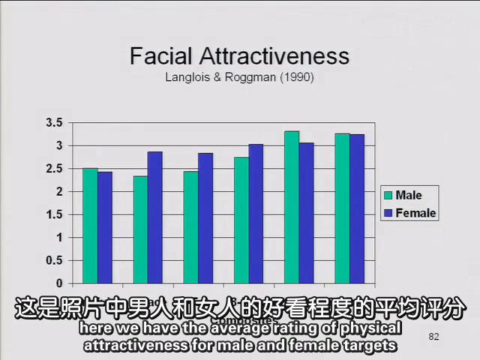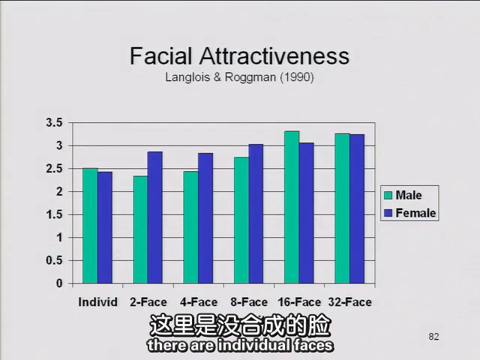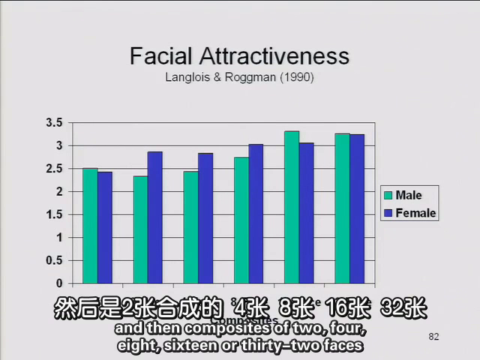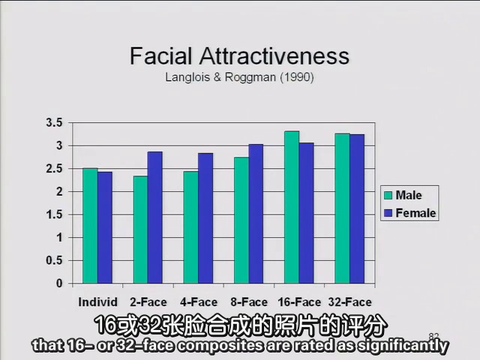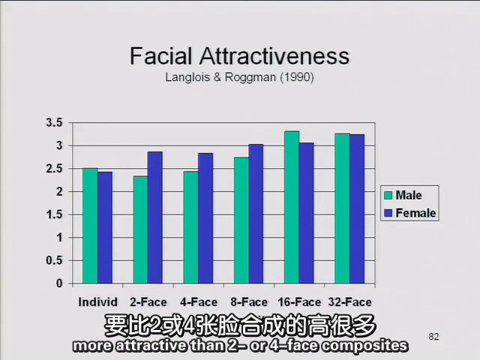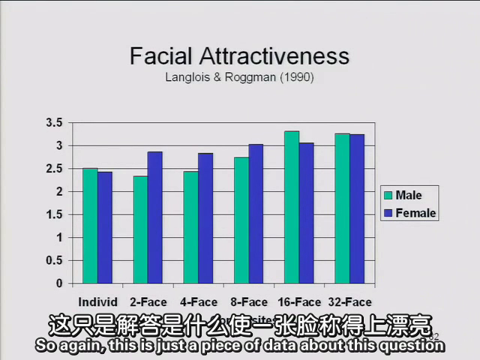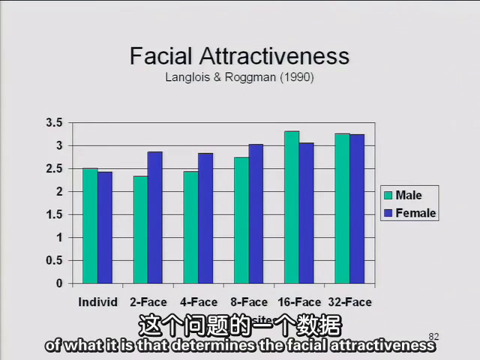Here we have the average rating of physical attractiveness for male and female targets. These are individual faces, and then composites of 2, 4, 8, 16, or 32 faces. And what you can see is that there's a progressive growth in rated attractiveness of these faces. The 16 and 32 face composites are rated as significantly more attractive than 2 or 4 face composites. So again, it's just a piece of data about this question of what it is that determines facial attractiveness.